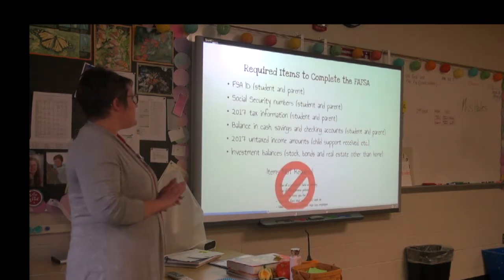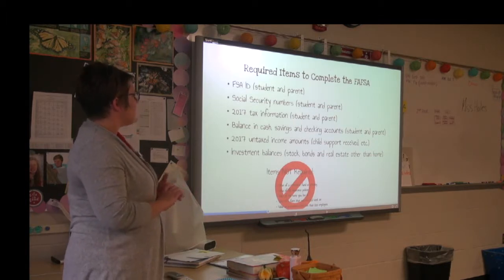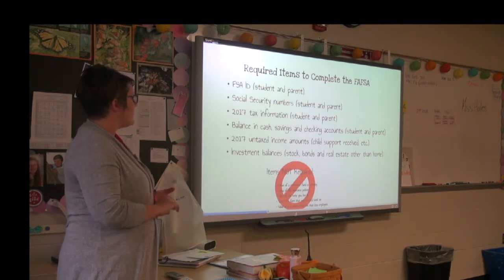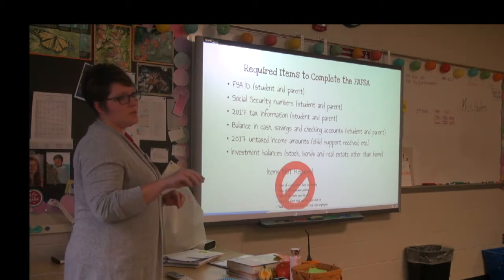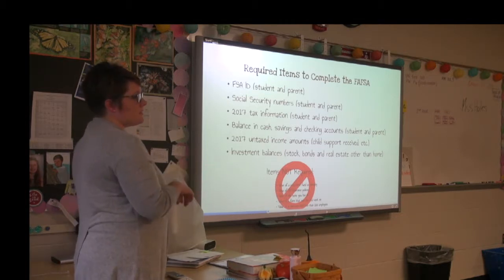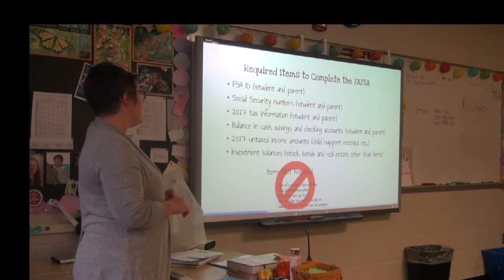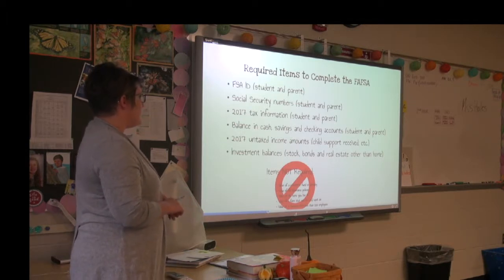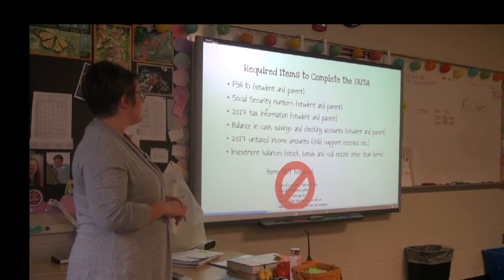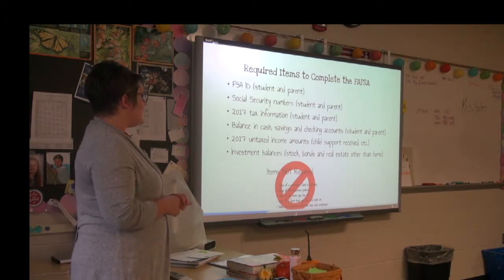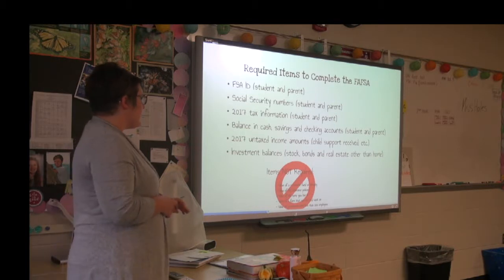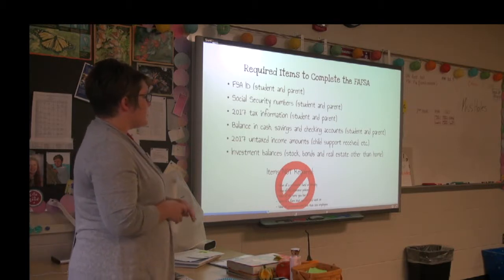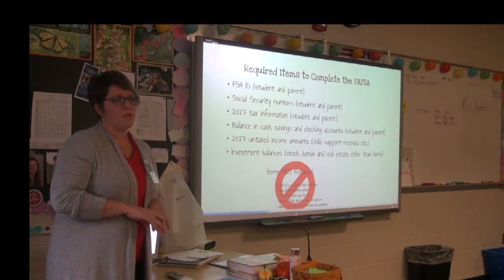So to complete the FAFSA, you need those FSA IDs, social security numbers, 2017 tax information. So you're going to be filling out the 19-20 FAFSA, but it's based on the taxes that you just filed for 2017. Balance in cash savings and checking accounts. This is for both student and parent. Any 2017 untaxed income, which includes child support received. Investment balances, stocks, bonds, real estate, but other than the home that you live in.